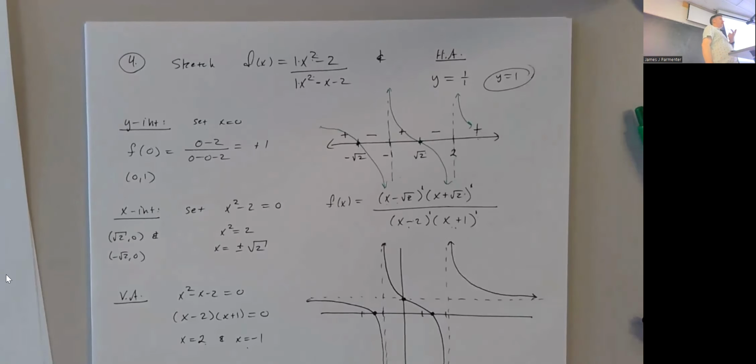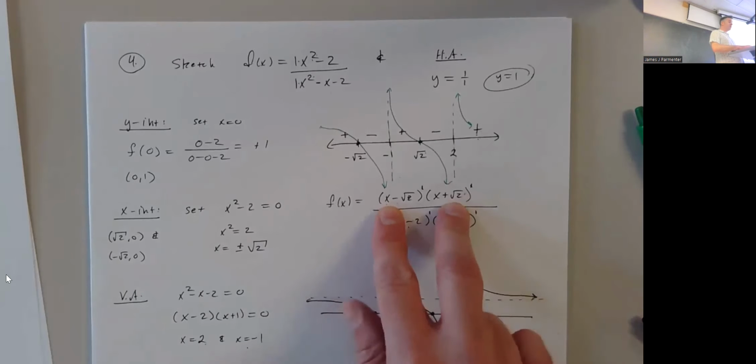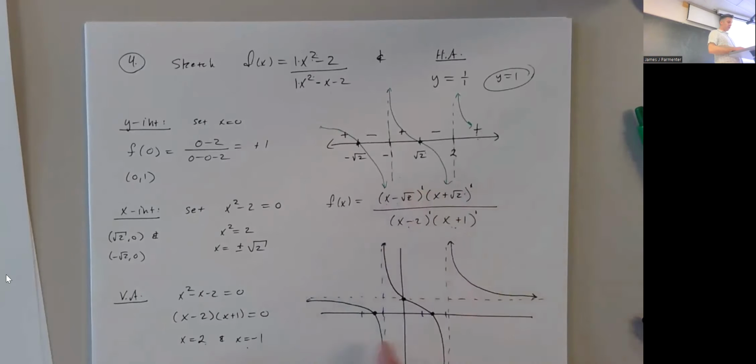Something I would point out, because I've seen this many, many times, is if the intercepts came from factors with odd powers, that means your graph is going to cross the x-axis at those intercepts. Or if the powers were even, the graph would bounce off the x-axis.